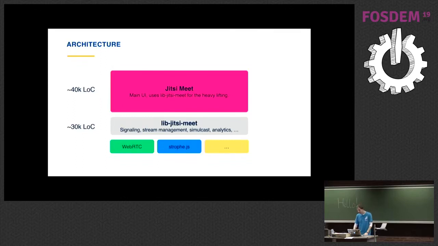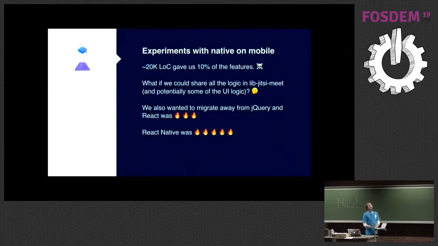Now, when we wanted to go native, you start with what everybody else is doing, I guess, which is let's build an Android app and an iOS app, natively. Well, some experiments were made, and with around 20,000 lines of code, we were like 10% of the features in, which is not great. That also means you need a lot more resources, because you need a team that understands Android well, you need another team that understands iOS well, and then you have those 30,000 lines of code that are only in lib-jitsi-meet, the library taking care of all the signaling and all the stream management, which you need to sort of re-implement.